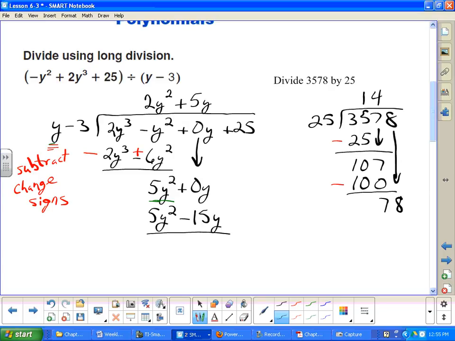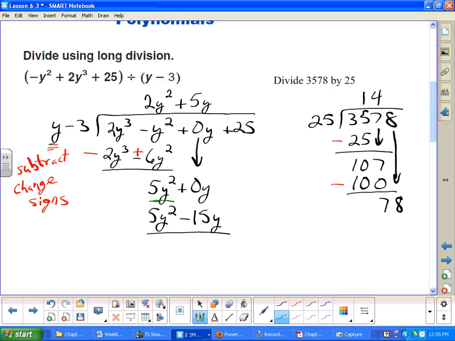And here's the thing, Jocelyn. If we didn't have this here, you would have brought down the 25, and then you probably would have tried to combine the 25 and the 15y, which they're unlike terms, and you can't do that. Okay? So technically, you don't need the 0. You don't have to put it there, but when we get to synthetic division, you have to have that 0 there. Okay? If you don't, then it will mess you all up.